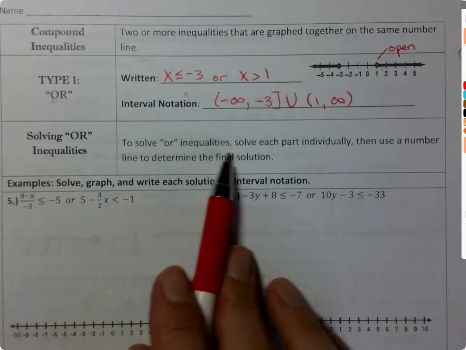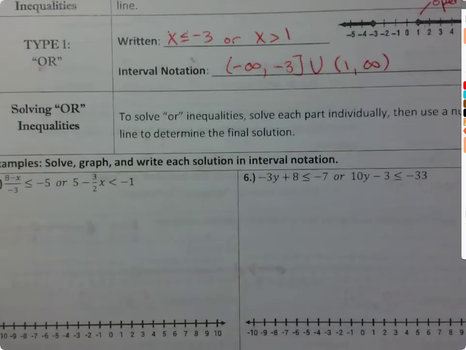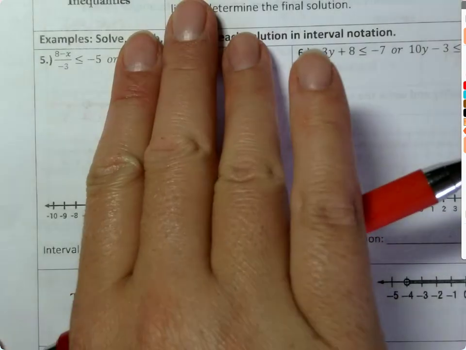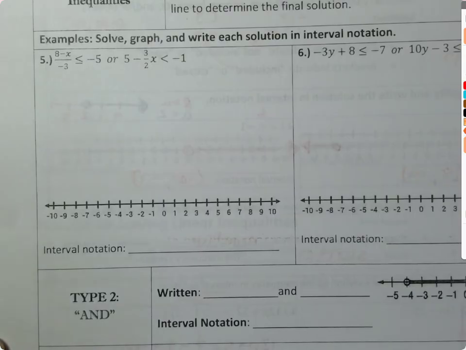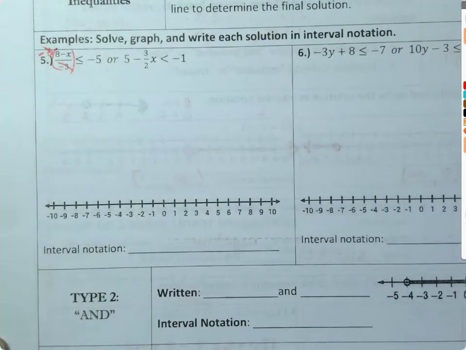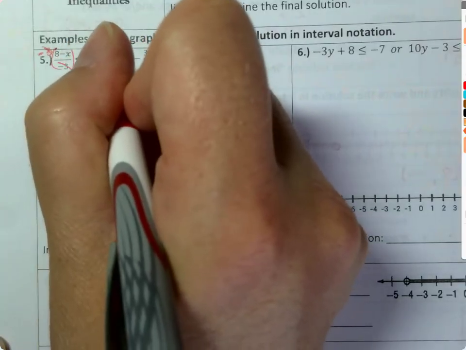All right. Now, these actually say the word or. So to solve an or inequality, solve each part individually, and then we're going to use a number line to finalize our answer. So here goes nothing. We have a fraction. So how am I going to deal with this? We're going to do two separate problems. Focus on this one. How do I deal with that fraction? I need to get rid of that divided by negative 3, right? So how do you get rid of division? When we multiply by negative 3, we are not distributing it, we are canceling it. So this leaves me to multiply both sides by negative 3.